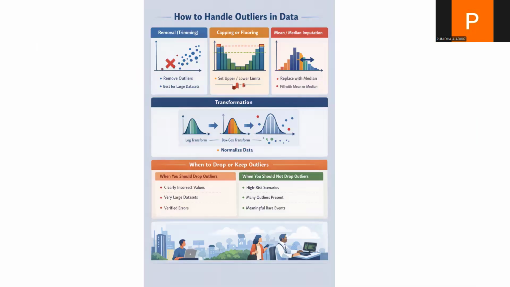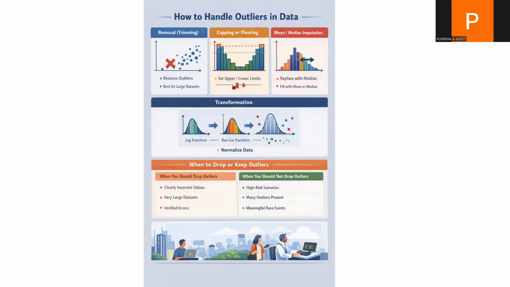How to handle outliers in data? Once outliers are detected, the next step is deciding how to handle them. The approach depends on the cause of the outlier, the size of the dataset, and the goal of the analysis. Common strategies include removal or trimming, capping or flooring, and mean or median imputation.